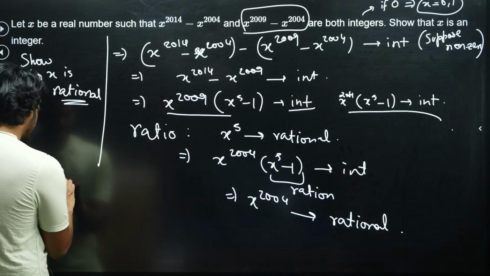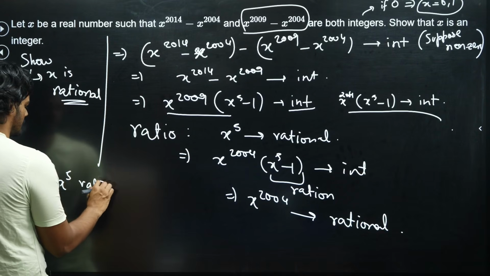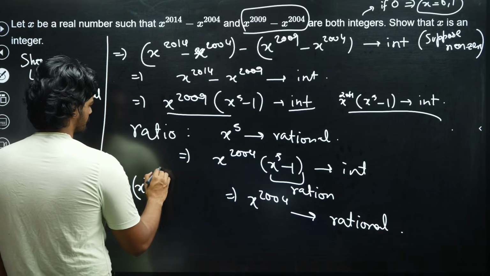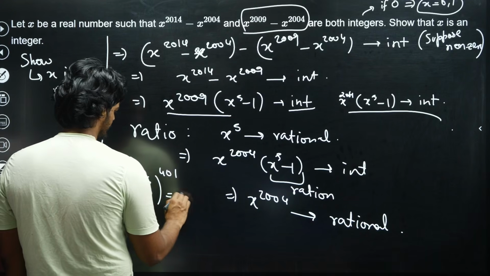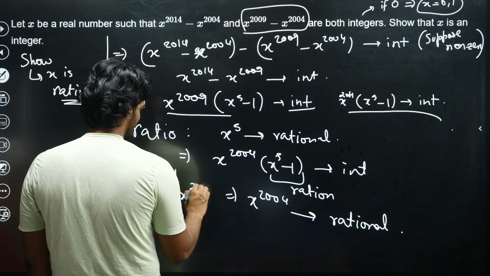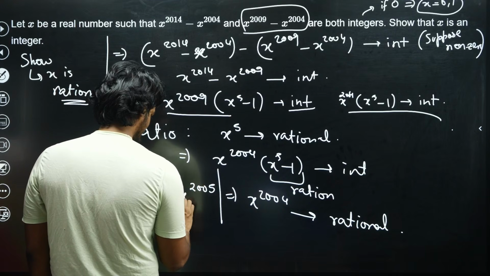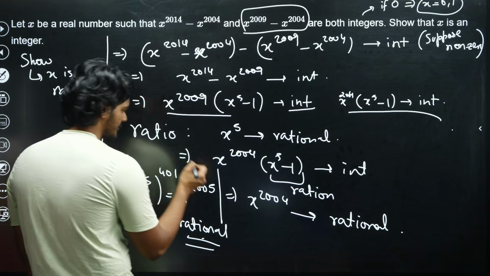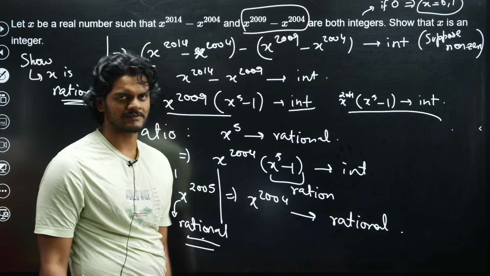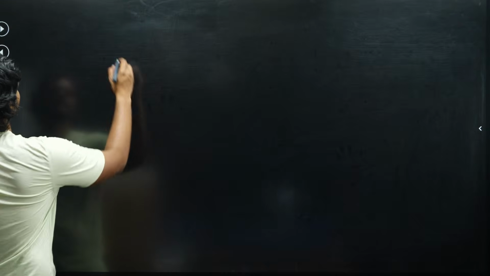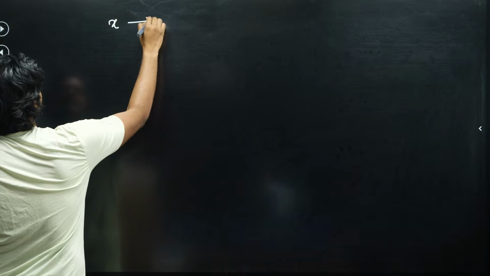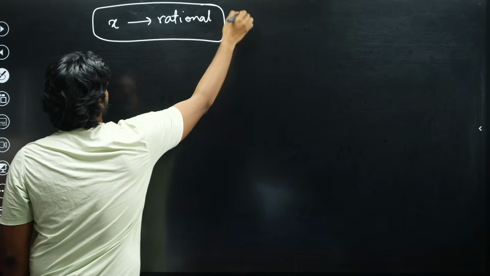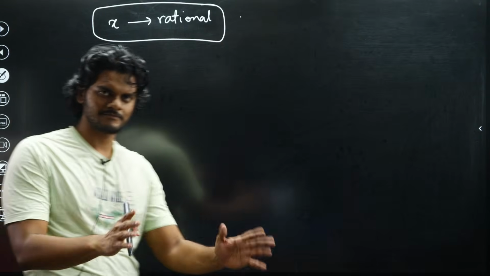But x power 5 is rational, which implies x power 5 power 401, which is equal to x power 2005, is also rational. x power 2005 is rational, x power 2004 is rational. So clearly if I take a ratio, I will have that x is rational. Done. Clear? I hope it is clear.